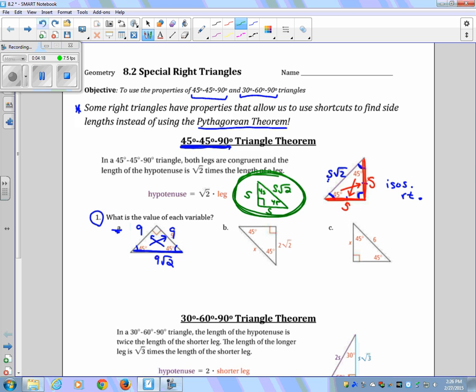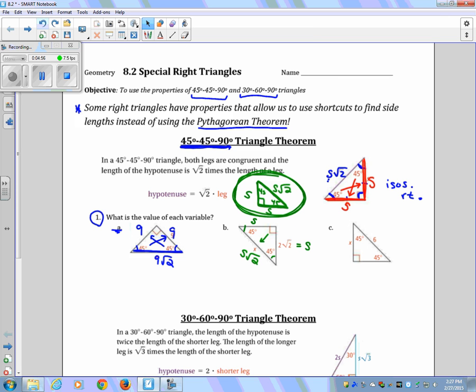Then, whenever you approach a problem that has 45-45-90, what I want you to do is label the sides immediately, just like this triangle that you memorized. So across from 45, I'm going to call this S. Across from 45 is also S. Across from 90 is going to be S root 2. Always. Across from 45 is S, across from 45 is S, across from 90 is S root 2.